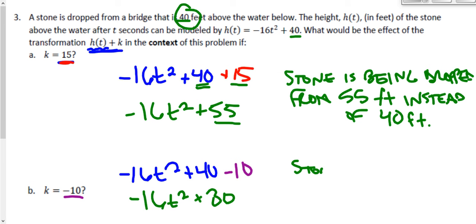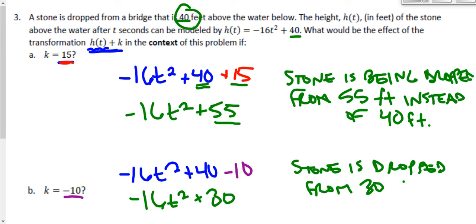So the stone is dropped from 30 feet instead. So it's getting 10 feet lower. Again, that's all we have to say: that the starting height is 10 feet lower, or the stone is being dropped from 30 feet instead of 40. So we can see the effect there on the story.